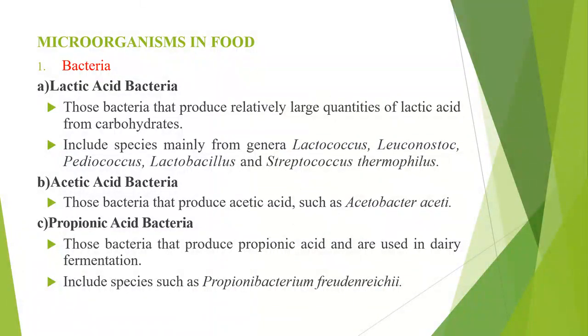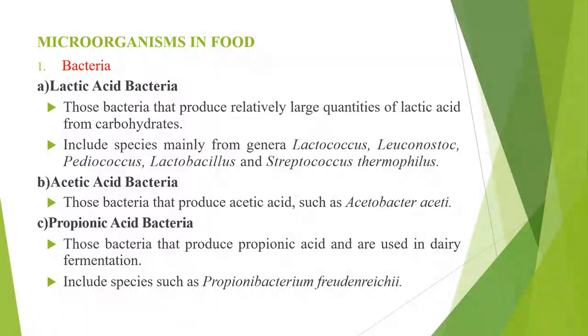And among the bacteria, the first group is the lactic acid bacteria. These are the bacteria that produce relatively large quantities of lactic acid from carbohydrates, and they include species mainly from Lactococcus, Leuconostoc, Pediococcus, Lactobacillus, Streptococcus thermophilus, etc. So the first group of bacteria that are commonly associated with food is the lactic acid bacteria. They are the group of bacteria that have the ability to produce large quantities of lactic acid from carbohydrates. Common examples are Lactococcus, Leuconostoc, Lactobacillus, etc.